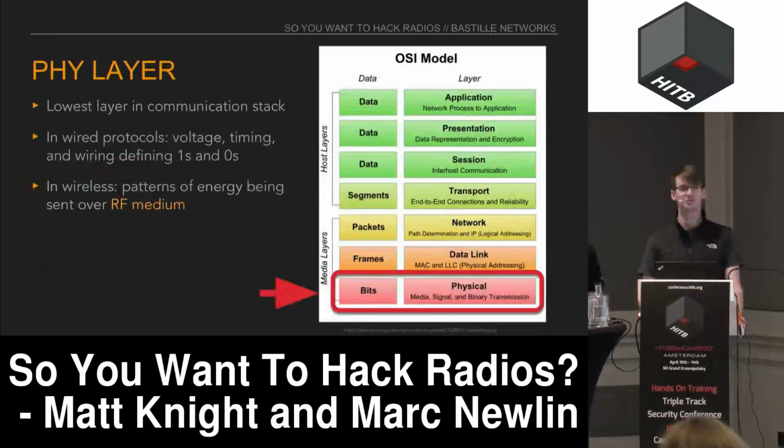So when we talk about reverse engineering wireless systems, we're talking about reverse engineering the physical layer. This is the lowest layer in the communication model. In wired protocols, it refers to voltage, timing, and wiring that defines what is a 1 and what is a 0 in the physical world, in electrical characteristics, that is. And in wireless, instead, that refers to patterns of energy that are being sent over an RF medium.